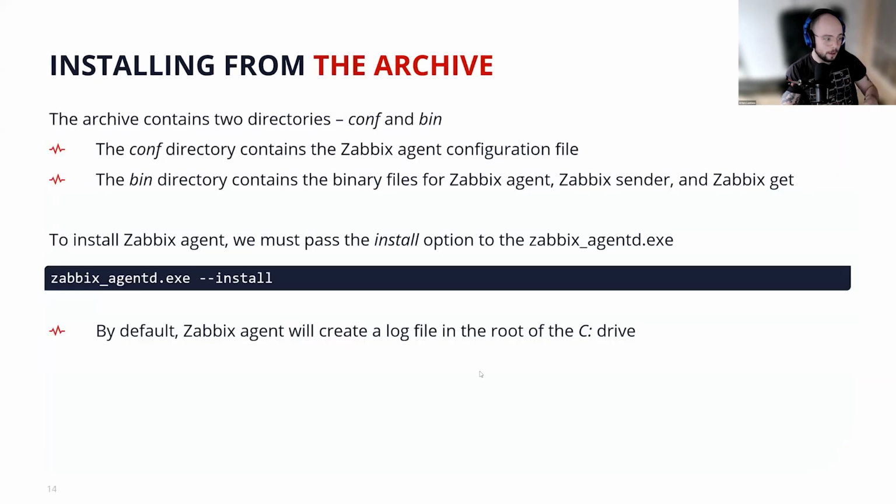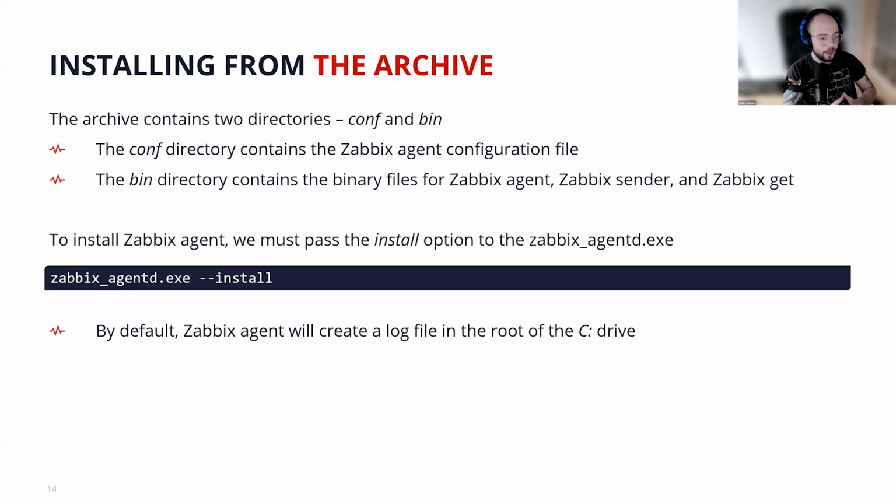Installing from the archive. So this is the legacy way. The archive contains two directories, config and bin. The config directory contains the default Zabbix agent configuration file, and the bin directory contains the binary files for the agent, the sender, and get. If you're not familiar with those tools, just do a search in our documentation for Zabbix sender and Zabbix get, and you'll learn what they do. We have, by the way, updated our documentation, so it works a lot better now, gives you better results, highlights what's needed, what you have searched for, and so on.